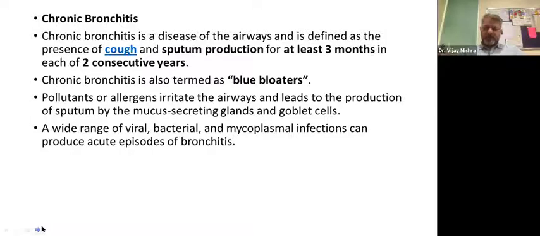Pollutants or allergens irritate the airways, which leads to the production of a lot of sputum by the goblet cells or the mucus secreting glands in the airway. So any allergen, which may be smoke or an environmental allergen, irritates the airways and causes the production of this sputum. And a wide range of viral, bacterial or mycoplasmal infections can actually give you an acute episode of bronchitis in these chronic bronchitis patients.